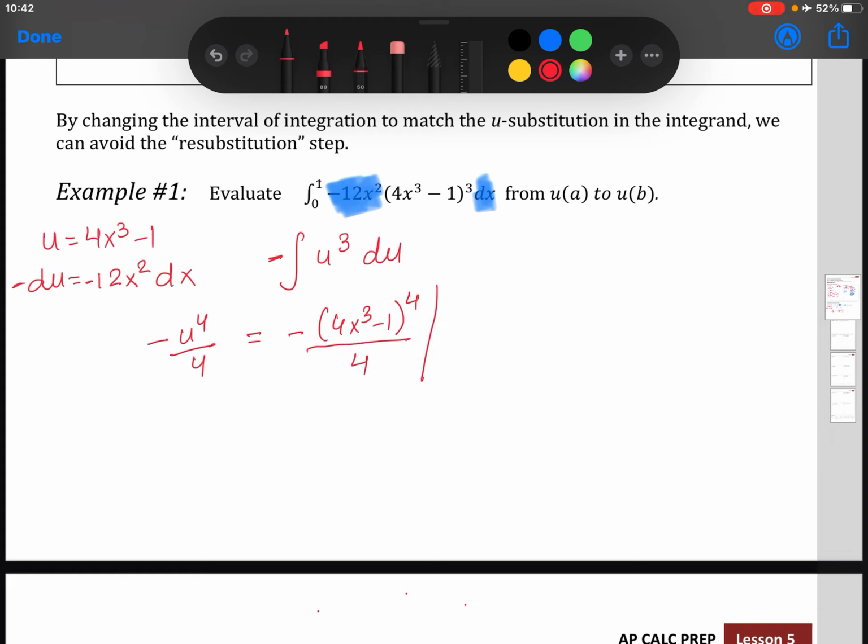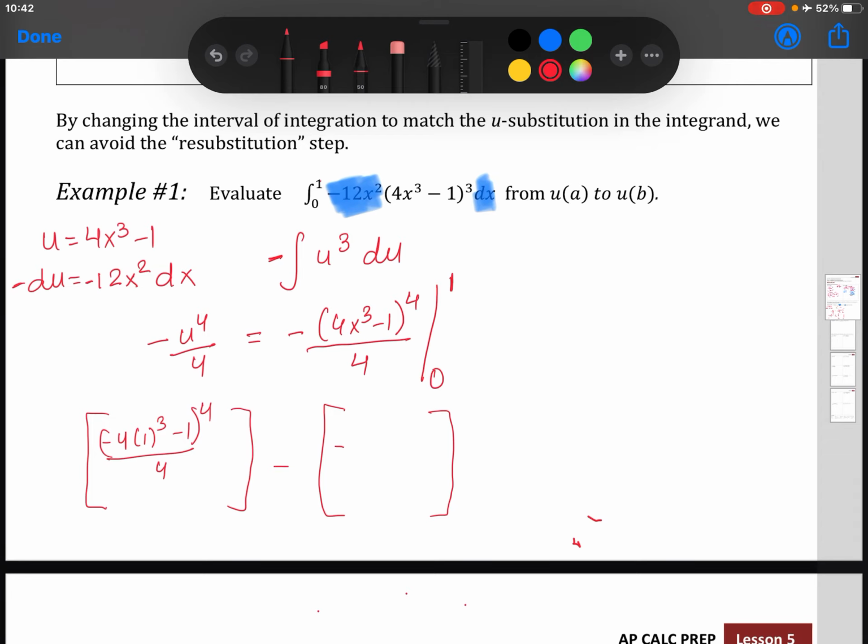Now since it is x, I'm going to take my bound. So that is something you have to remember. You can't just stop there. And no plus c because it's a definite integral. Now when you have your bounds, you do your upper bound minus your lower bound. So your upper bound is 1, so I'm going to just substitute negative 4 times 1 cubed minus 1 over 4. This is to the fourth power.